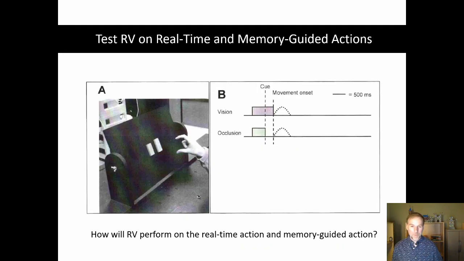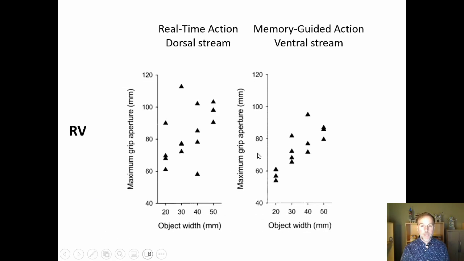So let's confirm those results with RV. We could have potentially tested her on the exact same experiment. I'm not sure if they have, but we have another experiment that did kind of the same thing. In this case, RV was reaching for objects that could be small, medium, or large. So there was a range of sizes. And we wanted to see, did she scale her grip aperture? So we do a classic dorsal task. We say, okay, look at the object and pick it up. She's bad at this because her dorsal stream is damaged.